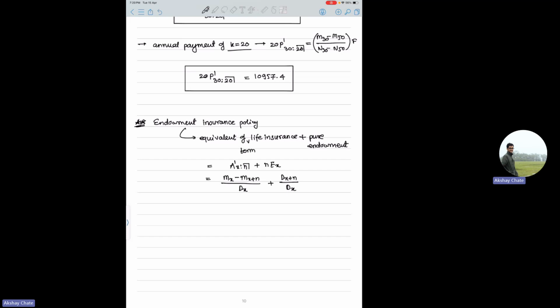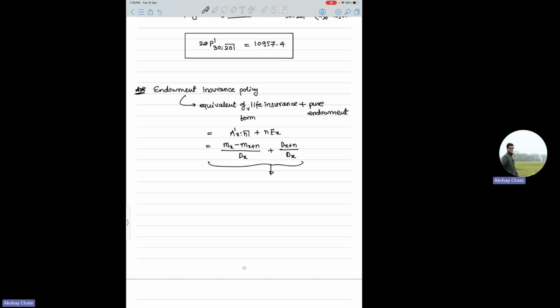So what happens? The drawback here is, in the endowment insurance policy, if you calculate this number, it comes out to be a large number, because you are purchasing essentially two plans, and therefore to reduce the initial burden, they will give you two options. One is called natural premium, and then there is something called regular annual premium or level premium.